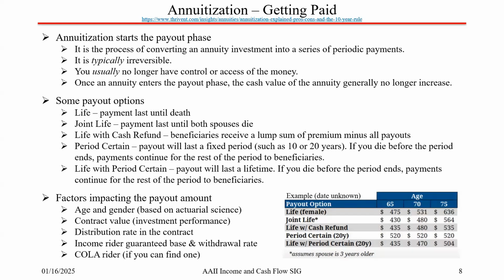If you ever find a COLA rider, COLA is cost of living adjustment. If you can ever find one, then your monthly repayment will also be impacted by that, because then you're going to adjust your payment based on the cost of living, which is inflation.